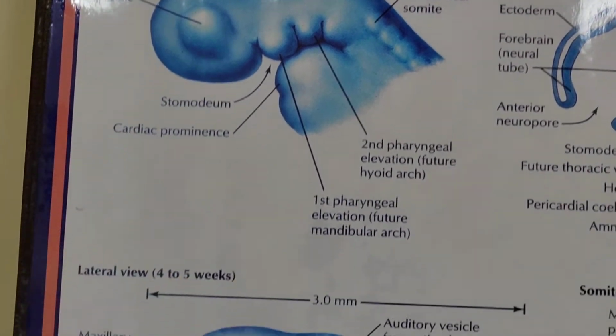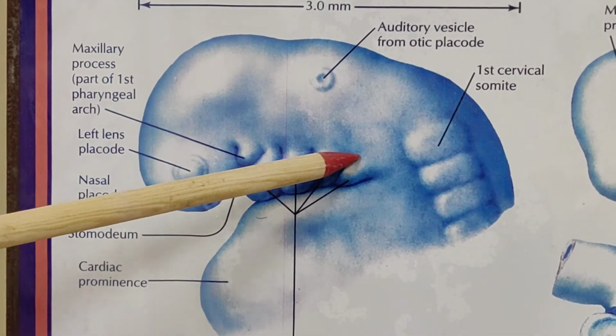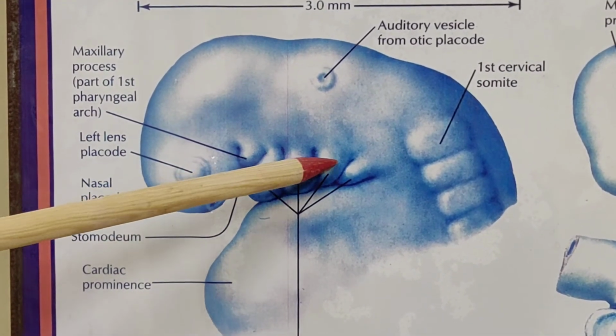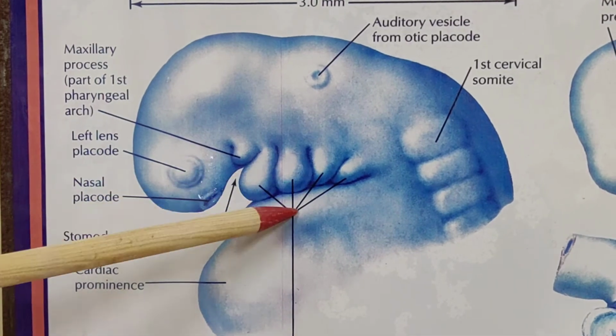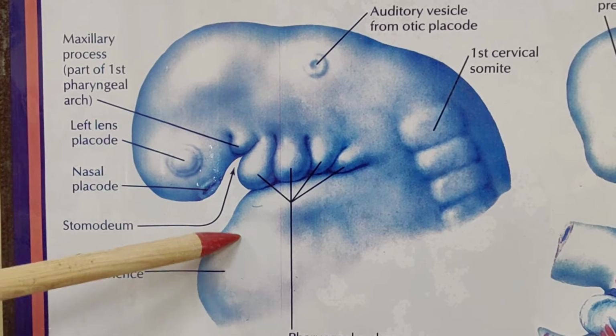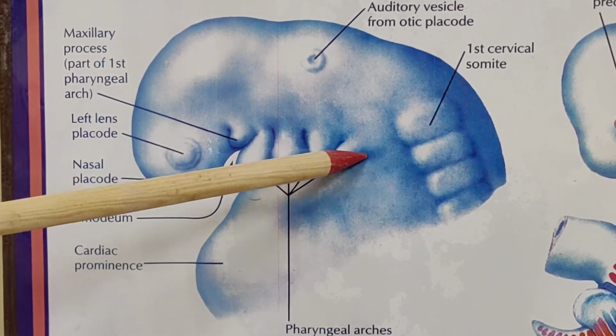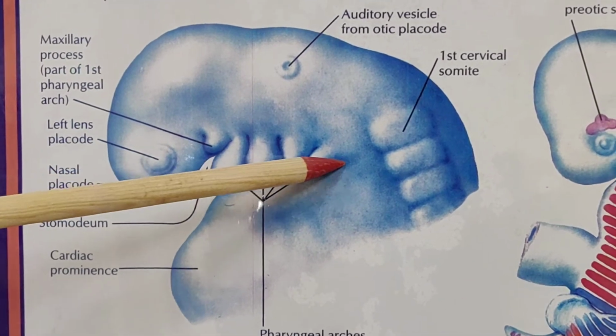Now this neck is formed mainly by the formation of these thickening structures known as the pharyngeal arches, and secondly by the descent of the pericardial cavity. They are the two factors that play an important role in the development of the neck, and these thickenings are the pharyngeal arches.